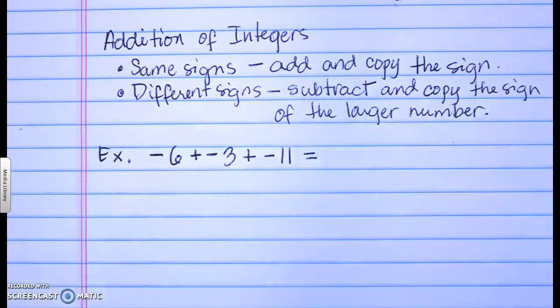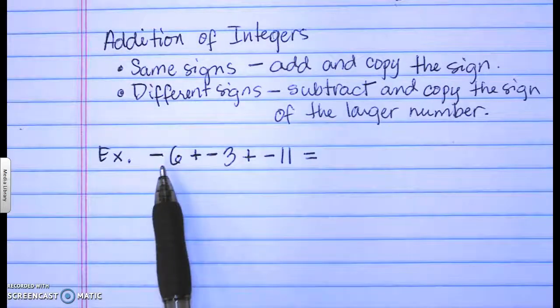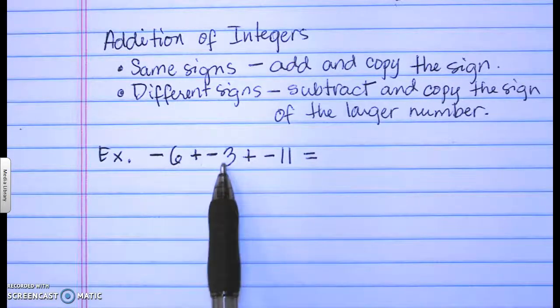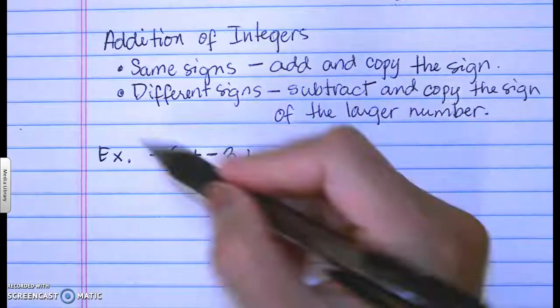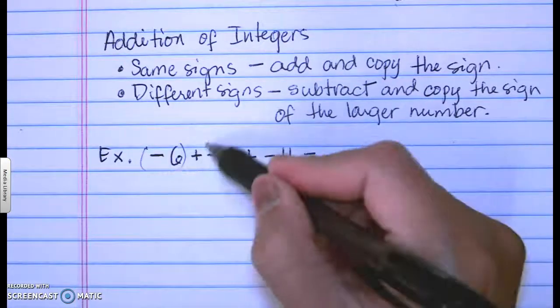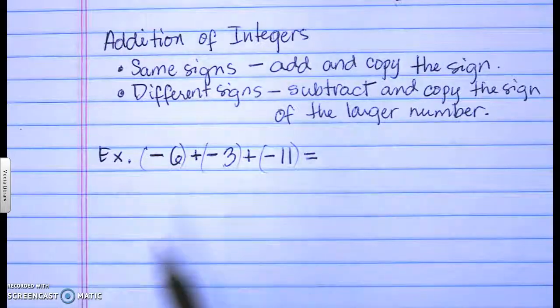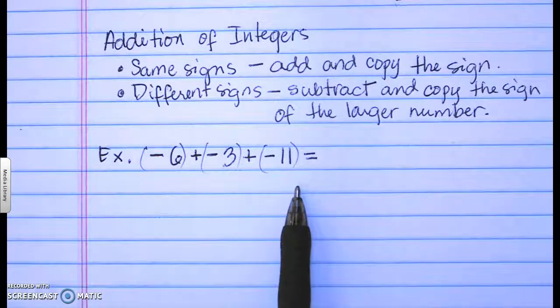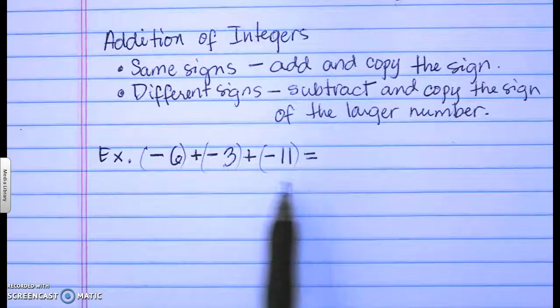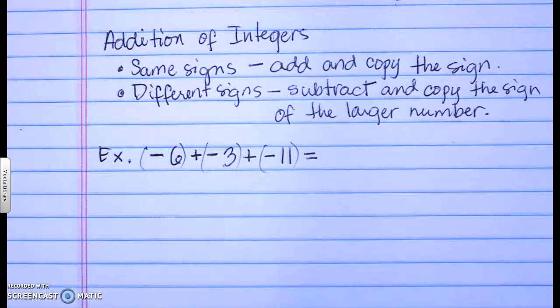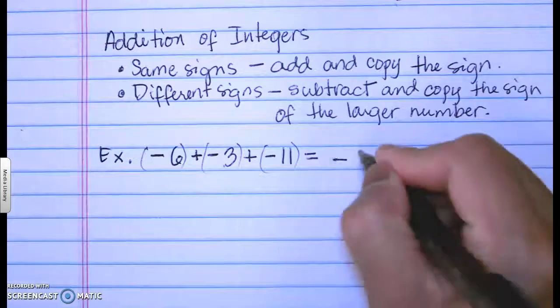Okay, so what I have here is negative 6 plus negative 3 plus negative 11. Again, I'm not required to put the parentheses, but if you want to put it, then you may. Okay. So what we're going to do is we're just going to add them together, and I think I'm counting 20, and then the common sign is negative, and it's negative 20.